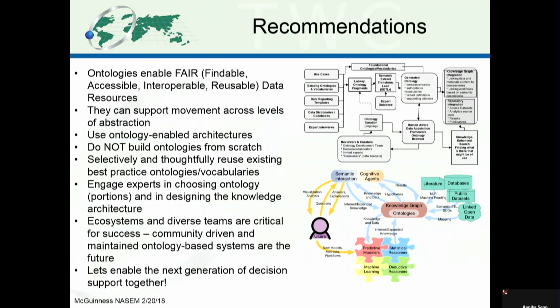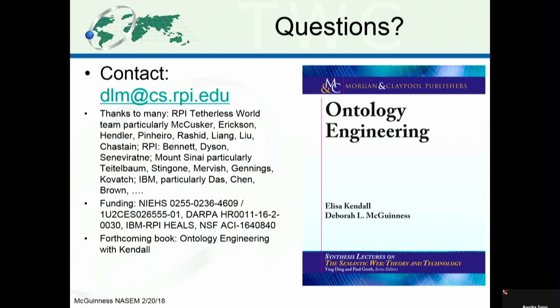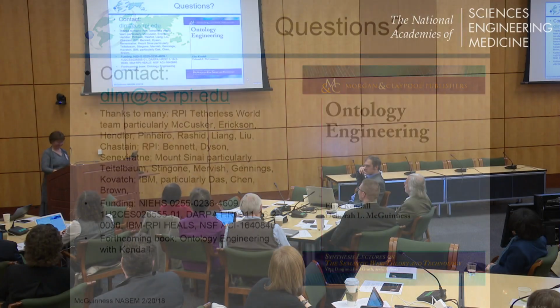And I'm going to echo, I think, every speaker before me. The ecosystem and diverse teams are really the main key to success here. So let's enable the next generation together. And if you don't know about ontology engineering, there's a book coming out, and tons of people helped with this.